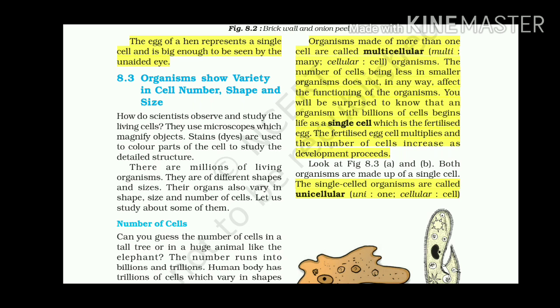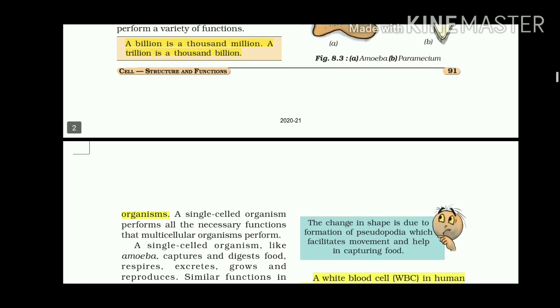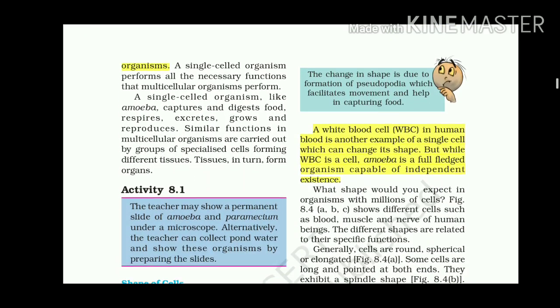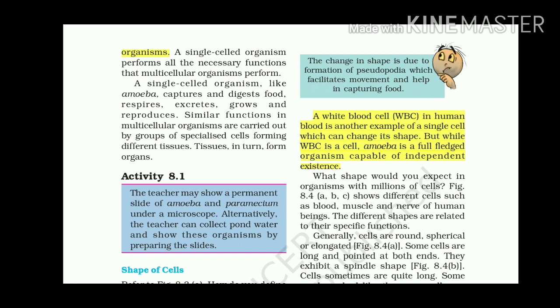development proceeds. Look at figure 8.3. Both organisms are made of a single cell. Single-celled organisms are called unicellular, or one-celled, organisms. A single-celled organism performs all the necessary functions that multicellular organisms perform. A single-celled organism like amoeba captures and digests food, respires, excretes, grows and reproduces.